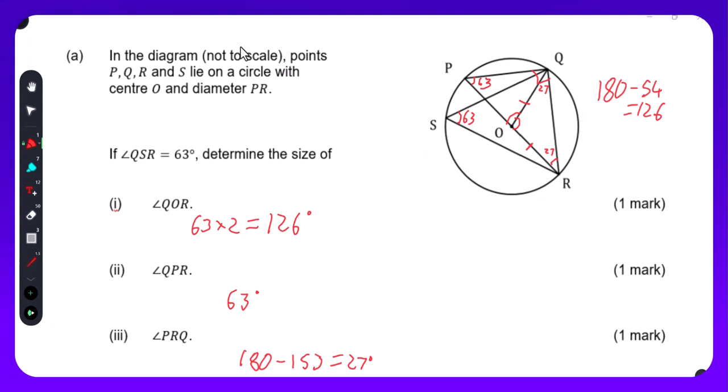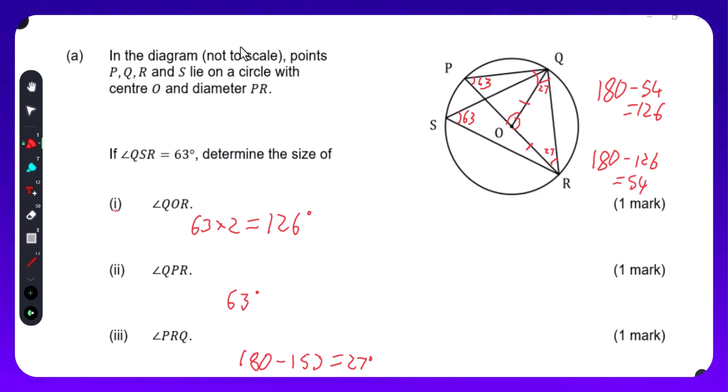And therefore, if it's 126 on the inside there for ROQ, it's a straight line. It's going to have to be 180 take your 126, which will be on the other side, which will be 54 for POQ. That will be the answer for that one there.